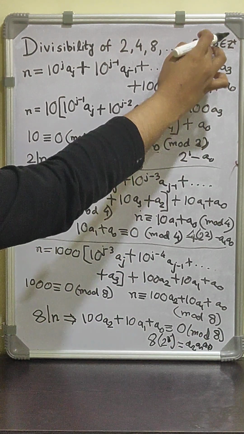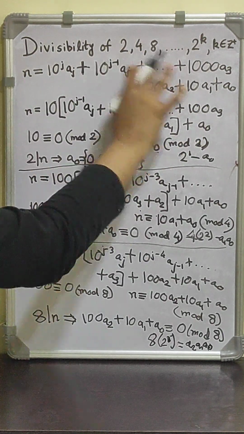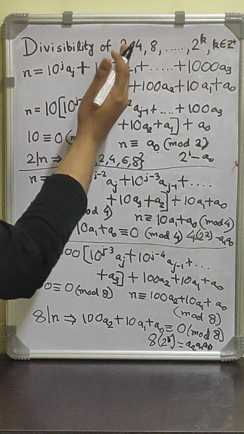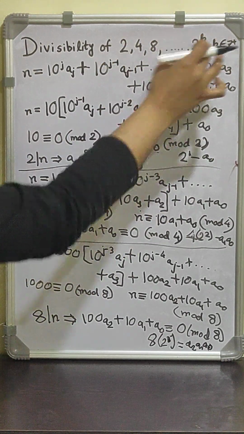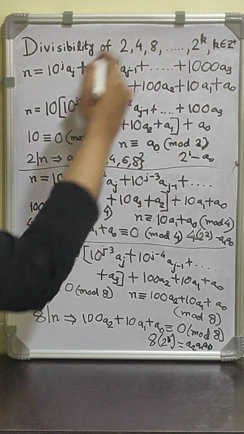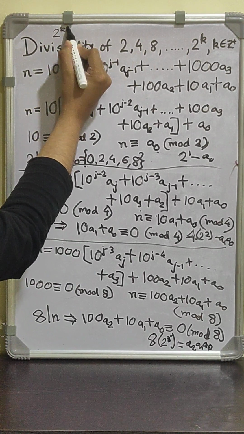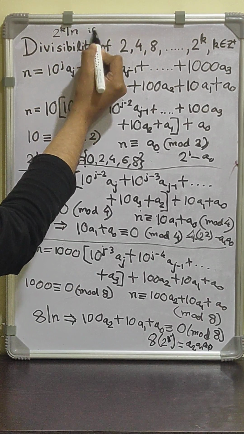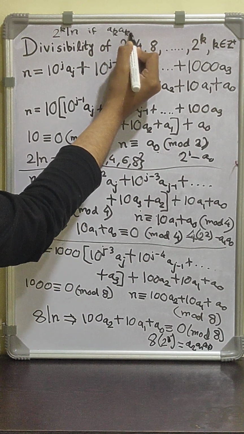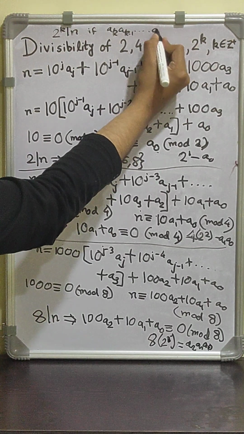For 2 raised to the power 3, I'm looking at the last three digits. So for 2 raised to the power k, no matter how large n is and no matter what the digits are, I just need to check if the last k digits, the k digits from the last, are divisible by 2 raised to the power k. Then we can say that 2 raised to the power k will divide n if the last k digits, where k is obviously less than or equal to j.